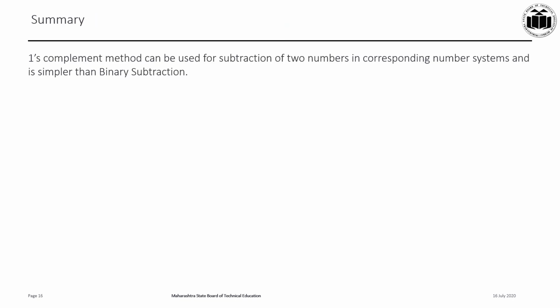What did we learn today? The 1's complement method can be used for subtraction of two numbers in corresponding number systems and is simpler than binary subtraction. So, if you have two numbers in the decimal number system, you can convert them into the binary number system and do the subtraction using the 1's complement method.